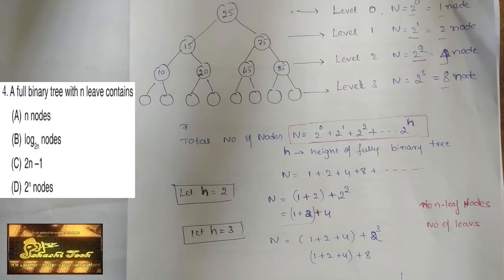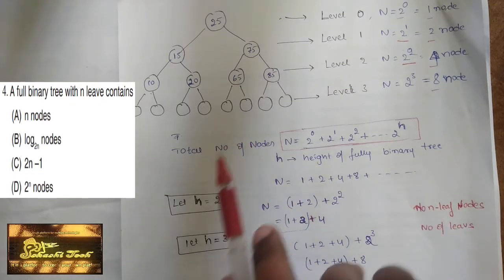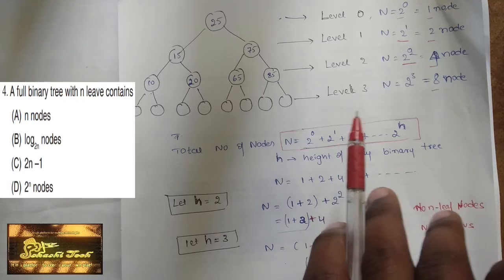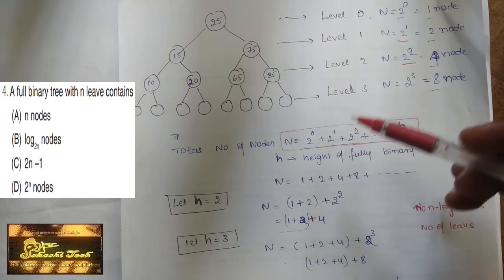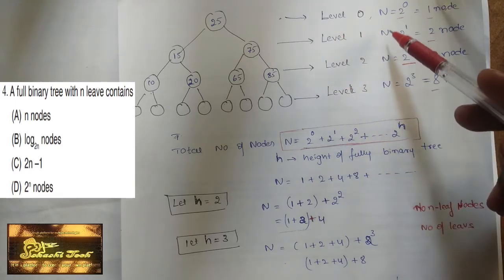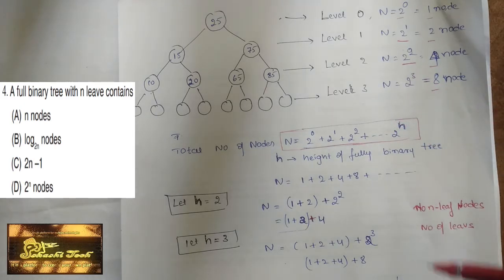Our next question is, a full binary tree with n leaves contains option A n nodes, option B log 2 n nodes, option C 2n minus 1 nodes, and option D 2 to the power of n nodes. In order to solve this problem, we need to understand the basics of a full binary tree. Let us consider a tree like this. It consists of different levels, level 0, 1, 2, 3. To find the number of nodes at a level, we have the formula 2 power L, where L is the level number. Here at level 0, 2 power 0 is equal to 1 node, similarly 2 power 1 is equal to 2 nodes, 2 power 2 is equal to 4 nodes, and so on.